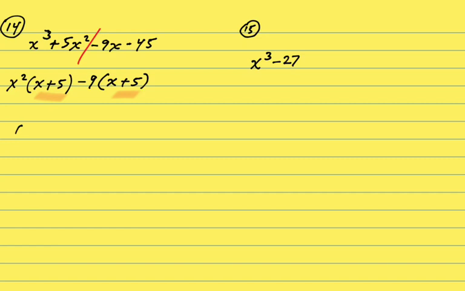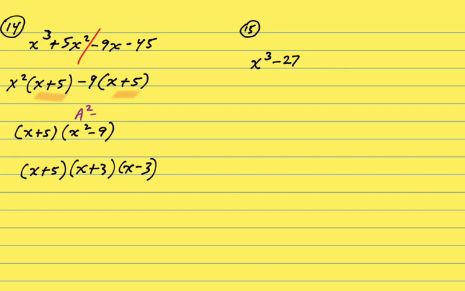If I factor out the x plus 5, what would remain? If I take out the x plus 5, these would go away. What would remain? The x squared minus 9. And that's a difference of squares that factors as x plus 3 times x minus 3. Again, that's one of our rules. It becomes very important: a squared minus b squared factors into a plus b times a minus b. So this is your a plus b, and this is your a minus b.